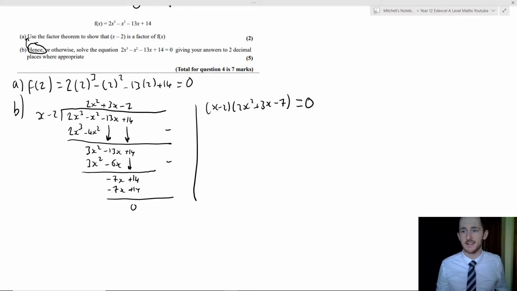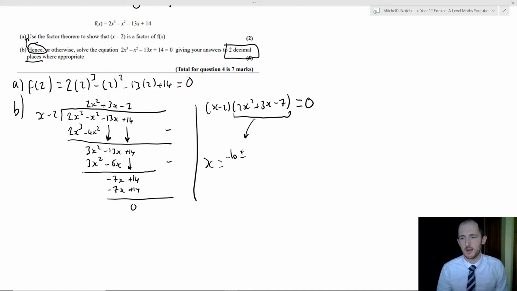Now they give us a hint. 2 decimal places. So I know I can't factorize this, right? Because it's going to give me a decimal. So what can I do instead? Well, what I can do is if this bracket here equals 0, then the whole thing equals 0, right? So all I need to do is solve this, and we're going to be using the quadratic formula.